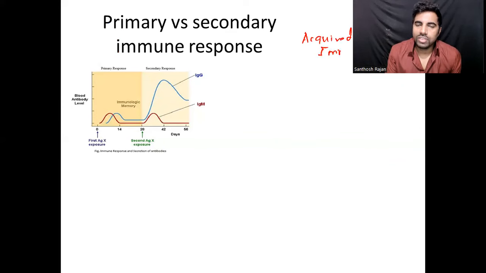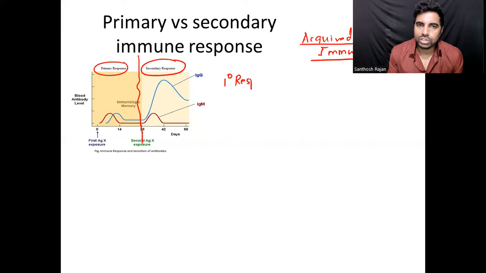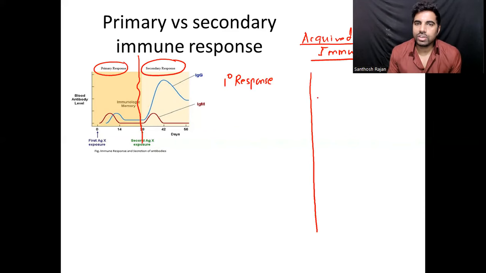In acquired immunity, what happened? We have a primary response. When an antigen enters our body, we have two responses: first the primary response, and then the secondary response. Very, very important, both are important. Please be careful here. The primary response is on first exposure, and then slowly, on repeated exposure, you have a secondary response. The other name for the secondary response is anamnestic.